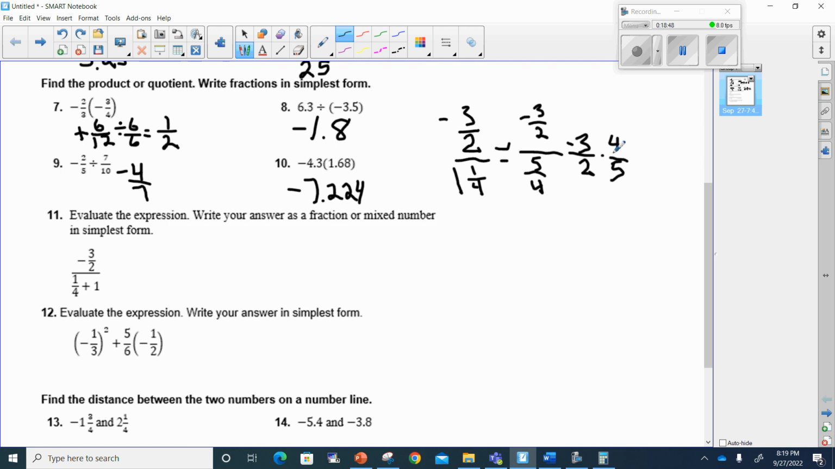Negative 3 times, well, we can reduce here, can't we? I almost forgot that. 2 goes into 2 and 4. So 2 divided by 2 is 1. 4 divided by 2 is 2. And now I can multiply across. Negative 3 times 2 is negative 6. 1 times 5 is 5. This can be turned into a mixed number because 5 goes into 6 one time with 1 left over. So the answer is negative 1 and 1/5.